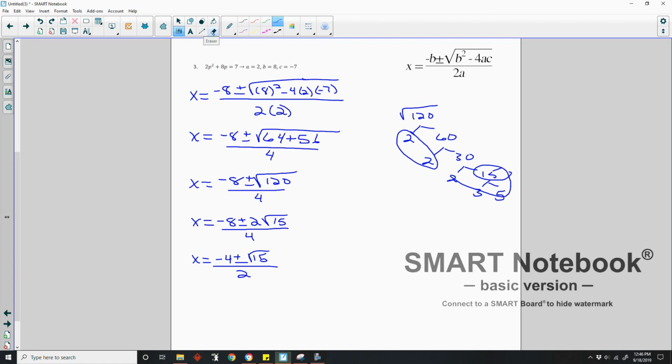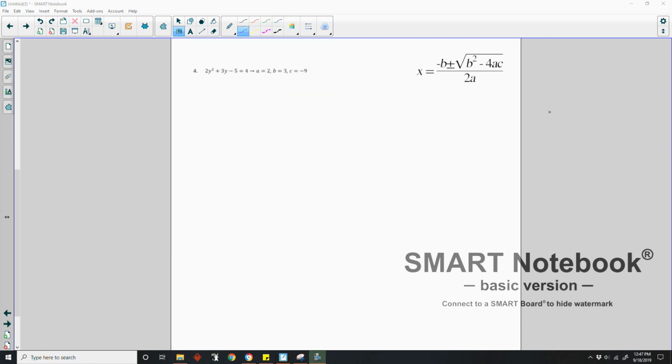Okay, one mistake I wanted to fix here real quickly. Eraser. This is not 15. I didn't go far enough up. 2 times 3 is 6 times 5 is 30. So this should be radical 30. My apologies there. So the answer is negative 4 plus or minus the square root of 30 over 2. That is the final answer.